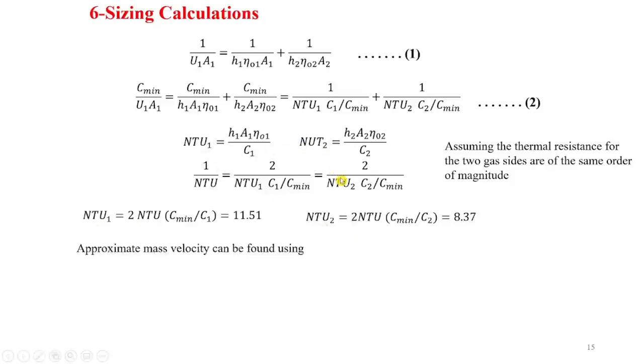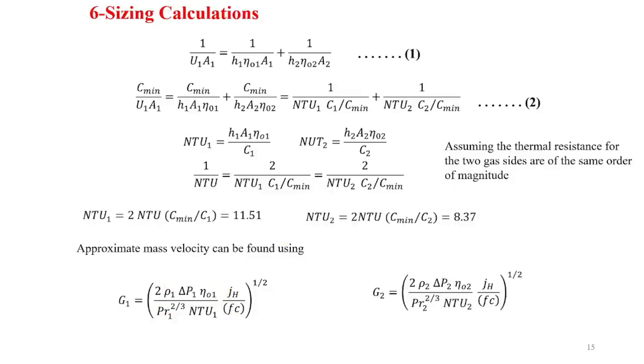An approximate mass velocity can be found using this expression, which will give you an approximate value for G1 and of course G2. Now we would like to know how this expression came about, so we are going to derive these two expressions, or one of them, because they are very similar. This is for side 1 and this is for side 2.